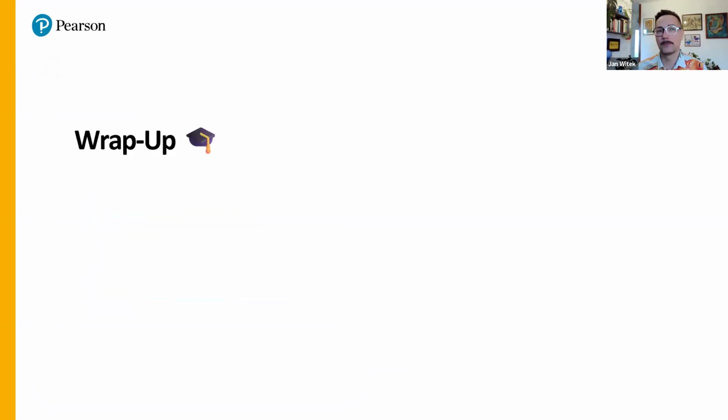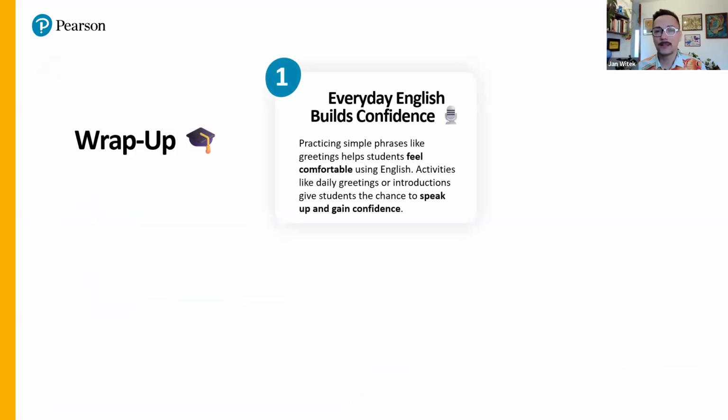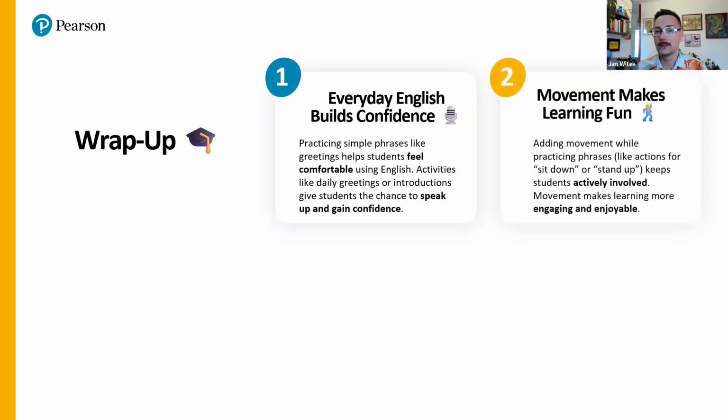So, to wrap up, firstly, practicing simple phrases like greetings helps students feel comfortable using English. Activities like daily greetings or introductions give students the chance to speak up and gain confidence. Secondly, adding movement while practicing phrases like actions for sit down, stand up, open your book keeps students actively involved. Movement makes learning more engaging and enjoyable.